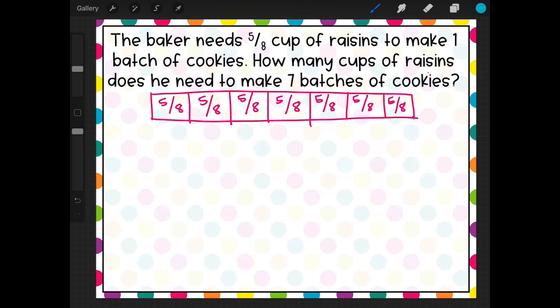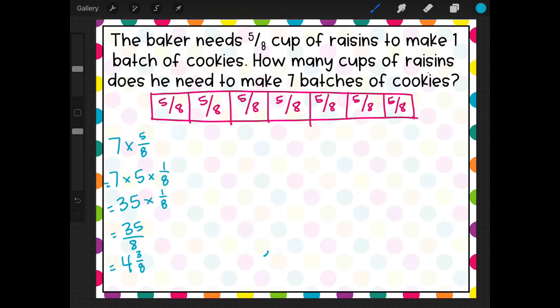So I can start off by saying, all right, I know that this is going to be 7 times 5/8, which is equal to 7 times 5 times 1/8. And then I can just solve from there. I know that 7 times 5 is 35. And I still am going to multiply it by 1/8, which is going to end up equaling 35/8, which is equal to 4 wholes and 3/8.